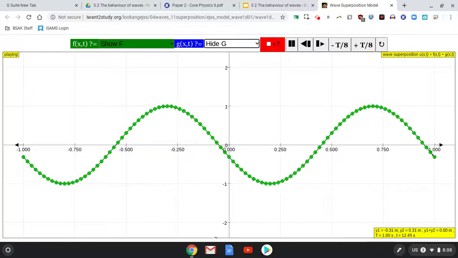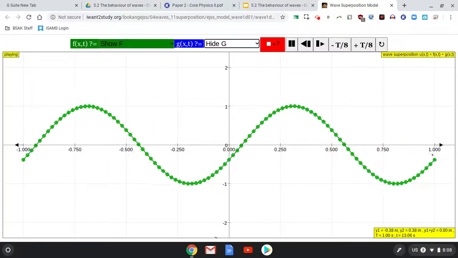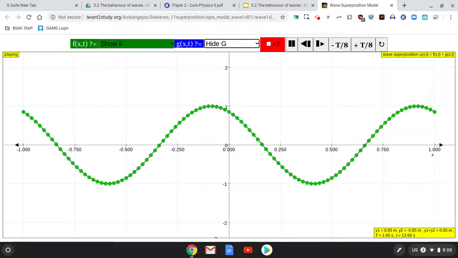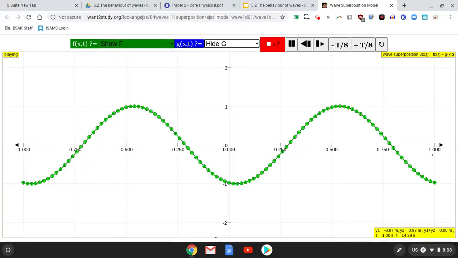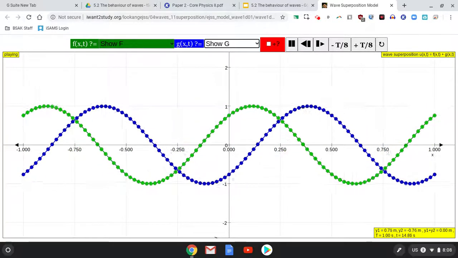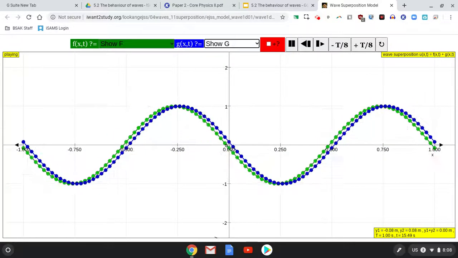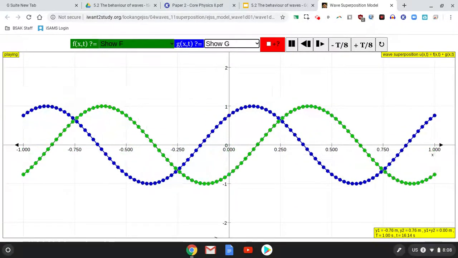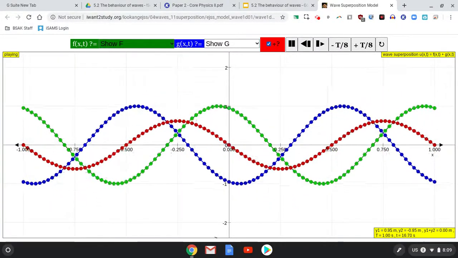So there's one of the progressive waves going down the string. The reason we have two progressive waves going in opposite directions is because the string is fixed at each end, so we get reflection. If I show the reflected wave in blue, we can see the two waves are the same wavelength, traveling in opposite directions at the same speed, and in this case, they've got exactly the same amplitude. Now, if we add these together, we see the resultant standing wave.